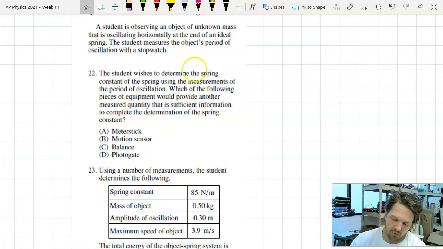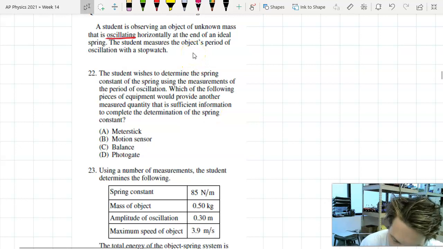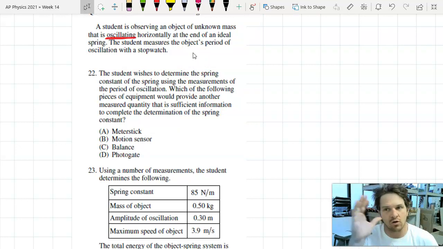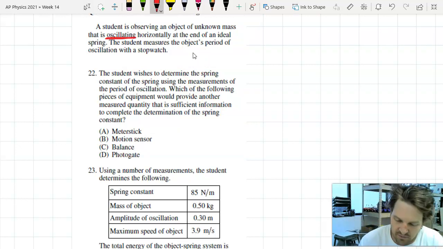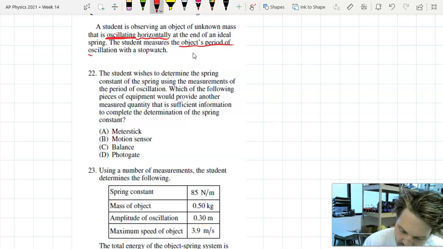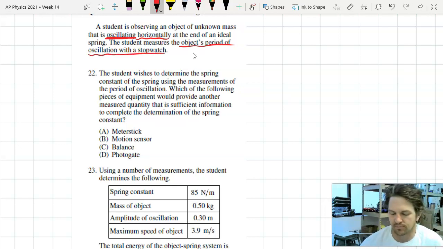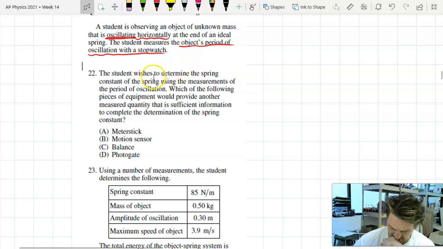22 through 24. A student is observing an object of unknown mass. That is, there's that oscillating word again. Remember, that's just something that's going back and forth. It's oscillating horizontally at the end of an ideal spring. The student measures the object's period of oscillation with a stopwatch. The student wishes to determine the spring constant of the spring using measurements of the period of oscillation. Which of the following pieces of equipment would provide another measured quantity?